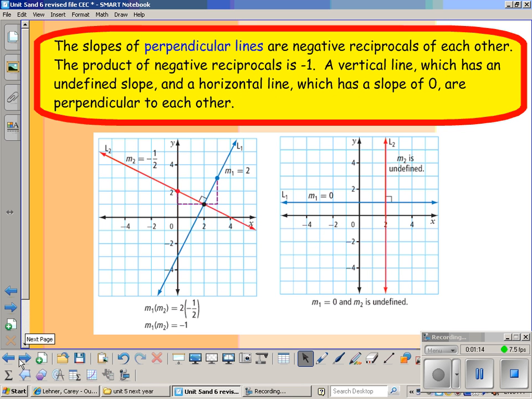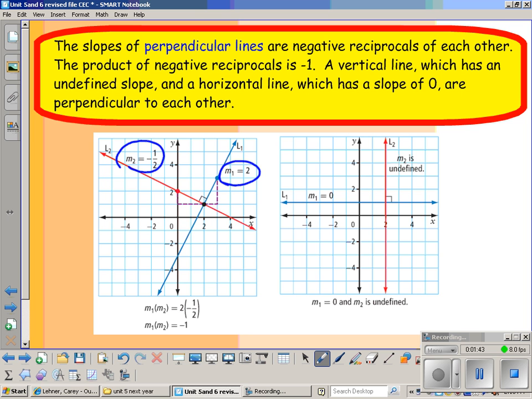The slopes of perpendicular lines are called negative reciprocals. The product of negative reciprocals is -1. A vertical line, which has an undefined slope, and a horizontal line, which has a slope of 0, are perpendicular to each other. Now you might be wondering what a negative reciprocal is. Well, in this case here, we have a slope of 2 and a slope of -1/2.